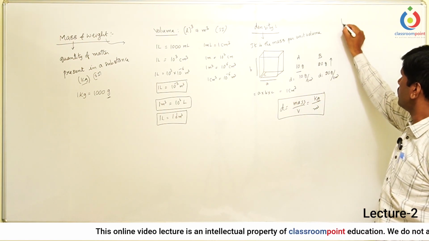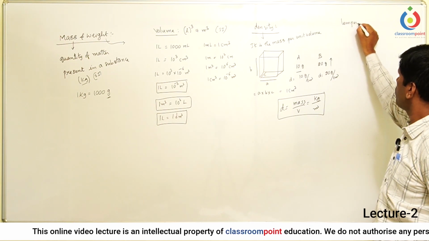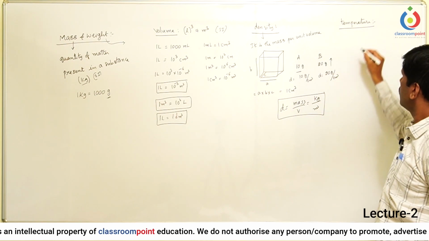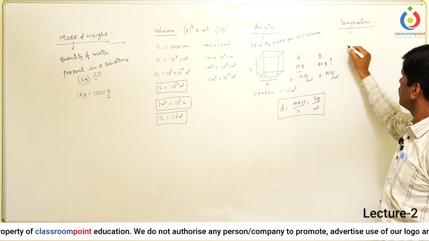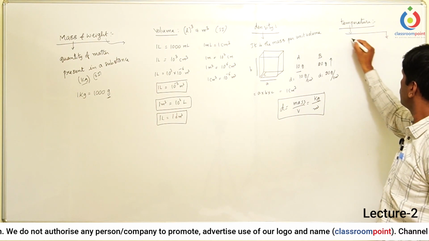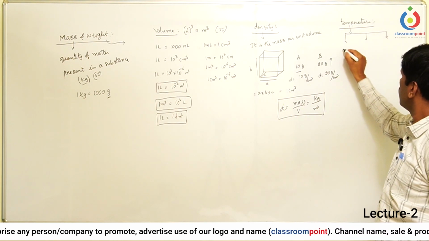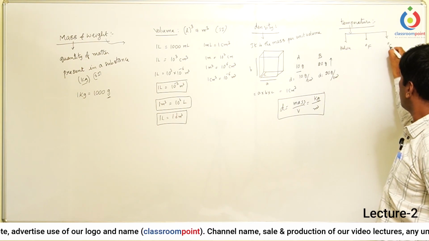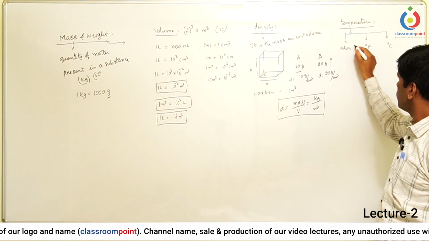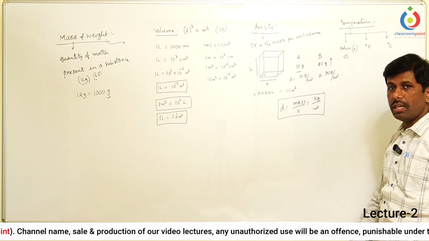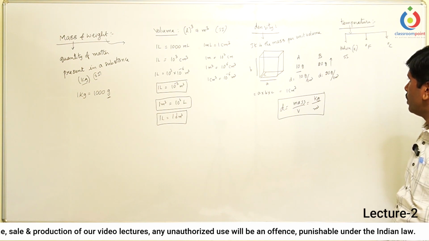Now let us see temperature. Temperature is measured in various units. They are Kelvin, degree Fahrenheit and degree centigrade. Of these, only Kelvin is the SI unit. Degree Fahrenheit and degree centigrade are not SI units.